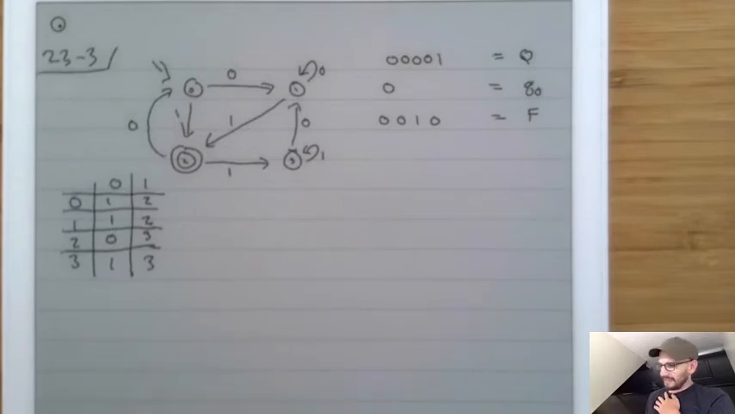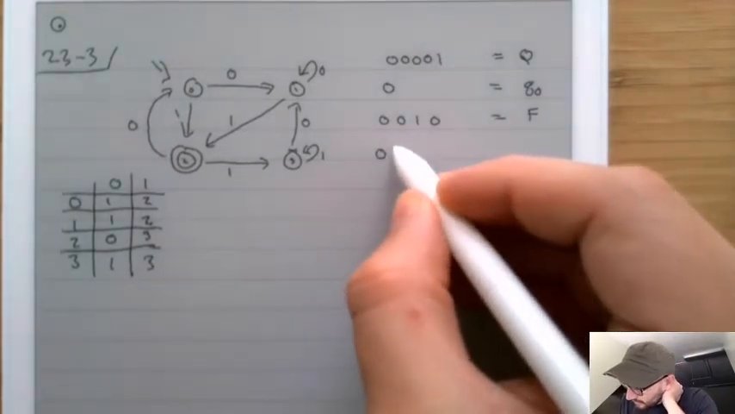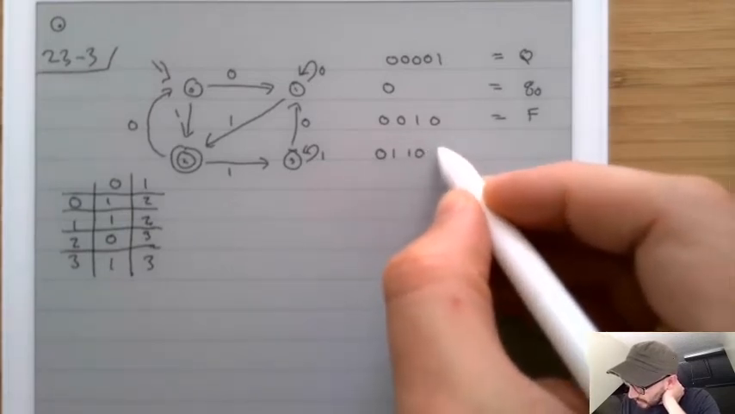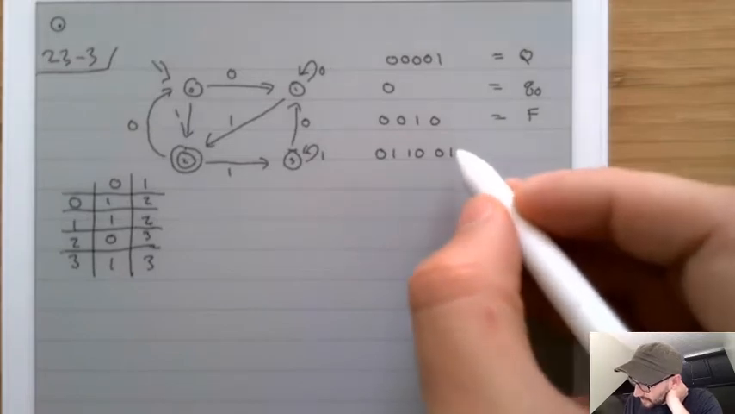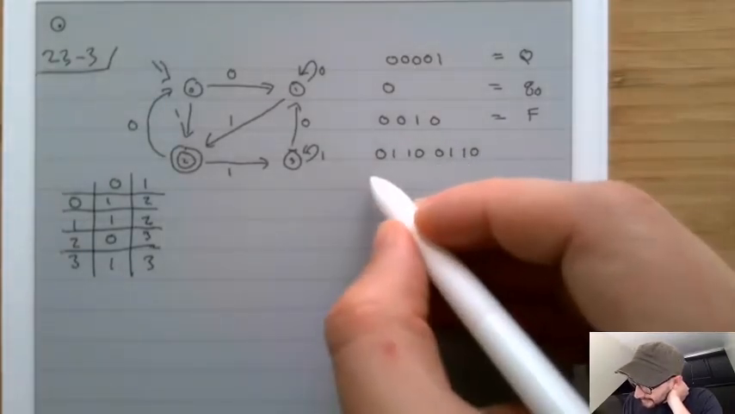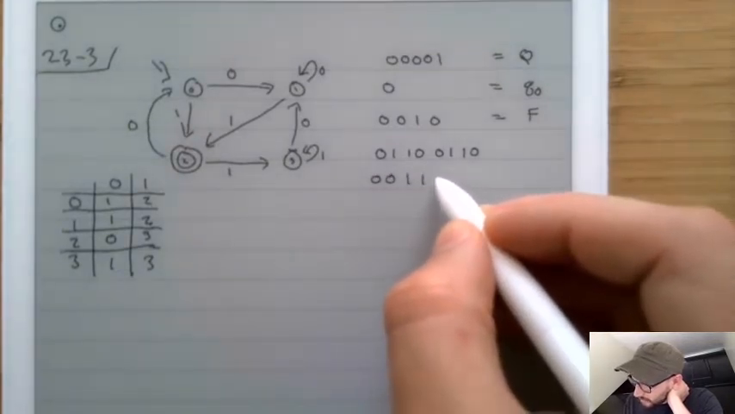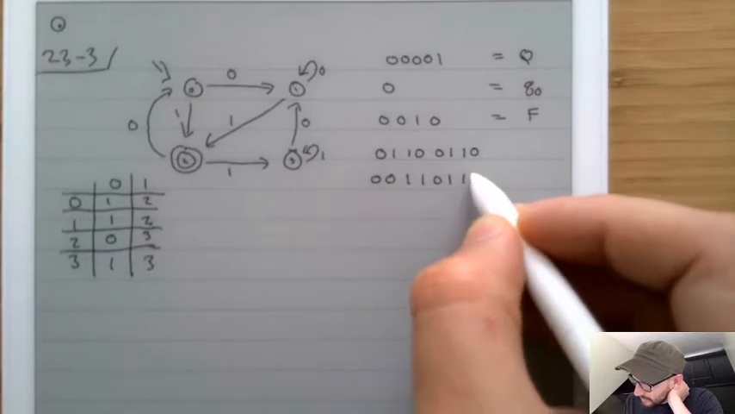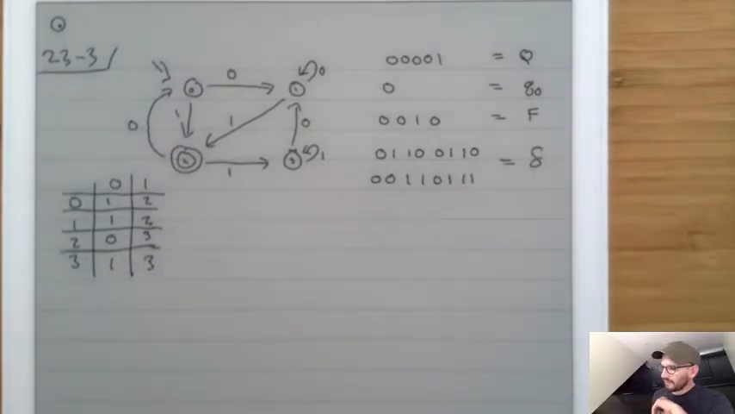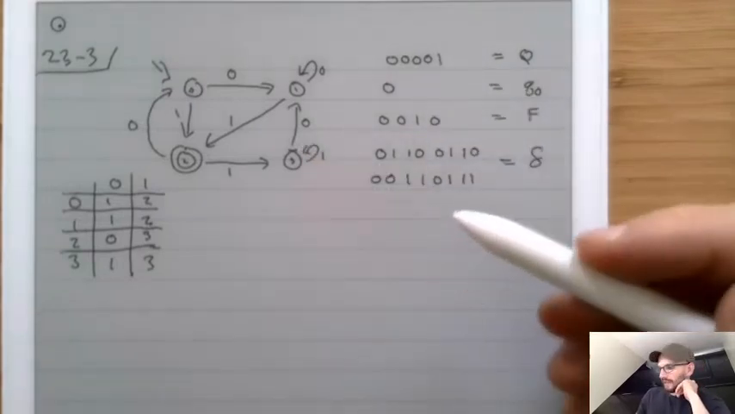Okay, so we've got to write this out. So the first number is 1, so we write 0, 1. Then there's 2, which is 1, 0. Then there's 1, which is 0, 1. Then there's 2, which is 1, 0. Then there's 0, which is 0, 0. Then there's 3, which is 1, 1. Then there's 1, which is 0, 1. And then there's 3, which is 1, 1. That is the delta function. Okay, so this right here is the encoding of this machine.